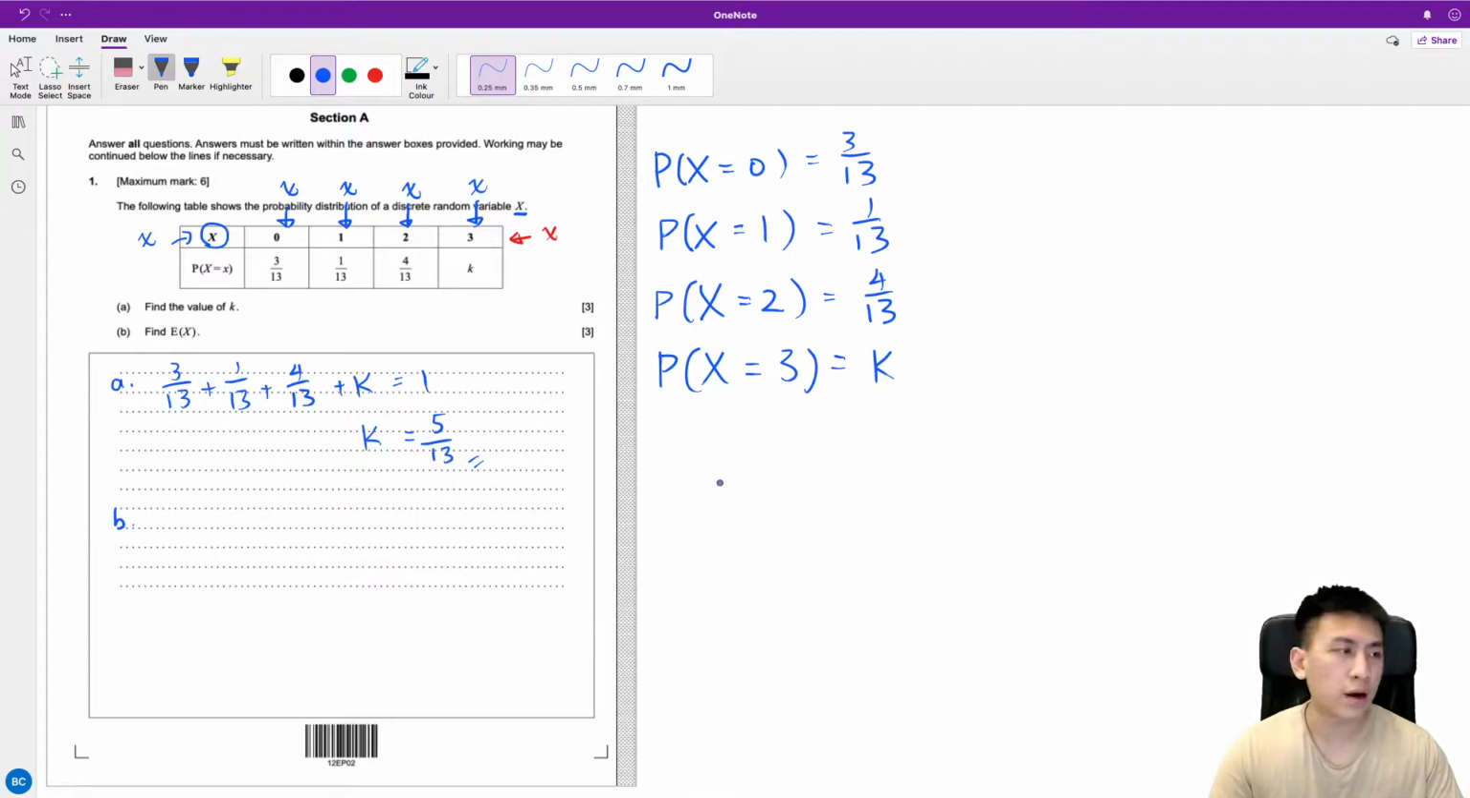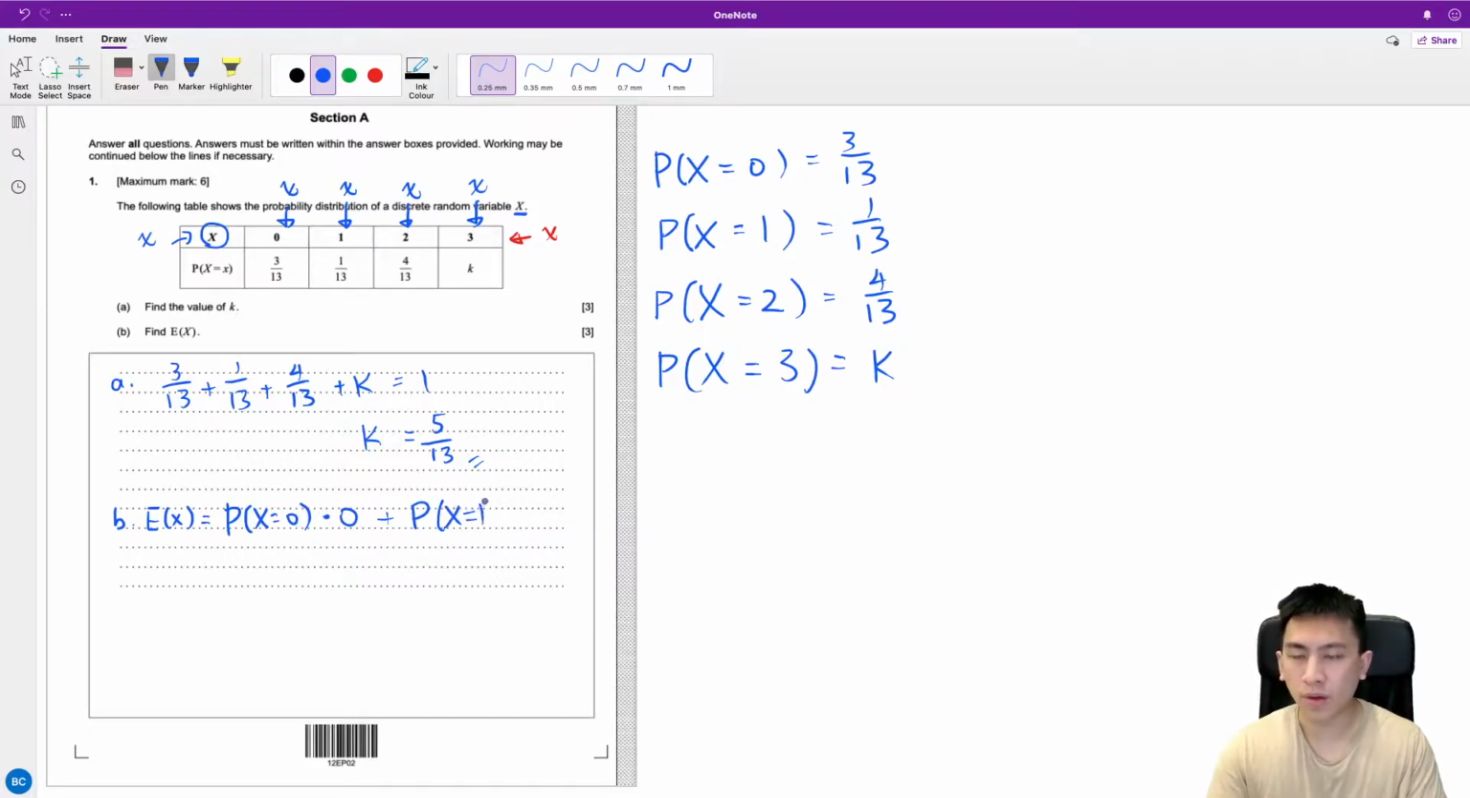Now, part B, find the expected value of x. You should know by now how to find expected value, right? The expected value is simply the probability of you getting a 0 multiplied by 0, plus the probability of you getting a 1, multiplied by 1, plus the probability of you getting a 2, multiplied by 2, plus the probability that you get a 3, multiplied by 3.